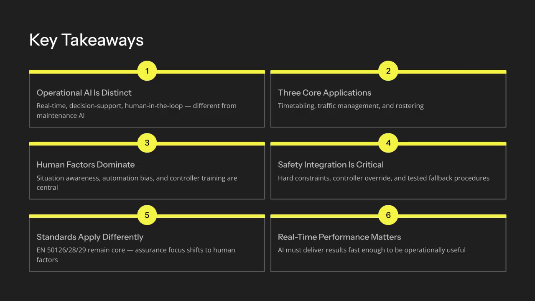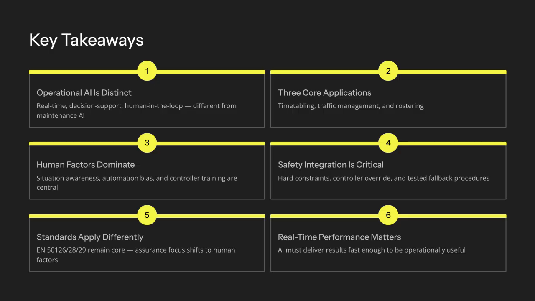Second, there are three main families of operational AI: timetabling, traffic management, rostering. Each one operates on a different timescale, each one carries different assurance requirements, each one places the human in a different role. Understanding those differences, rather than treating operational AI as a single category, is the foundation of getting the assurance right.